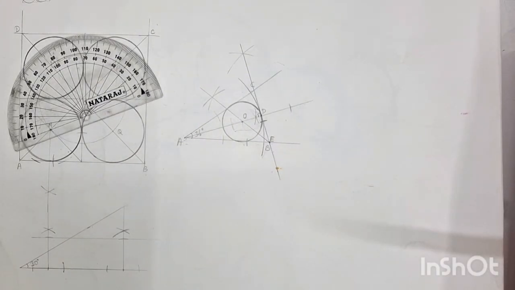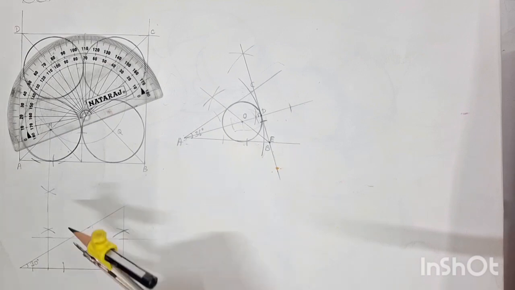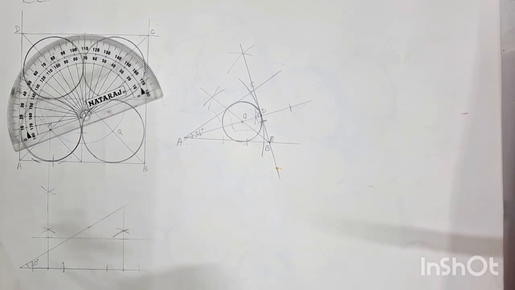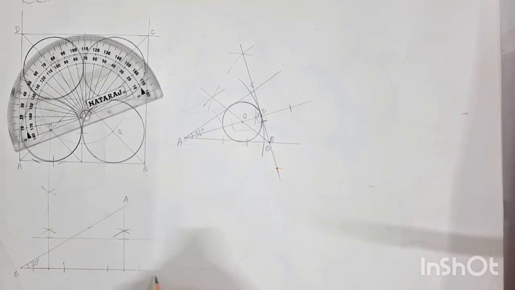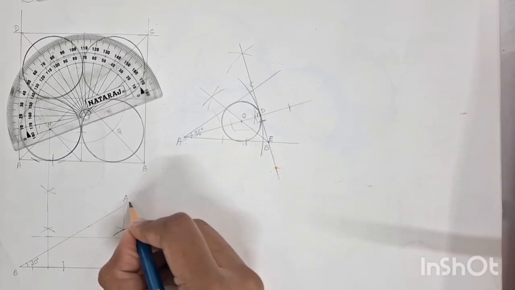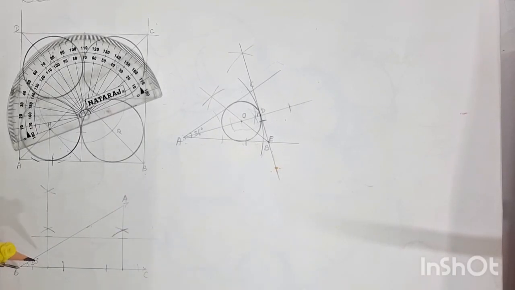Alright, now I am going to again angle bisect this angle. Let's name this angle first. Let's say this is angle ABC. Okay. Now I will bisect angle ABC.